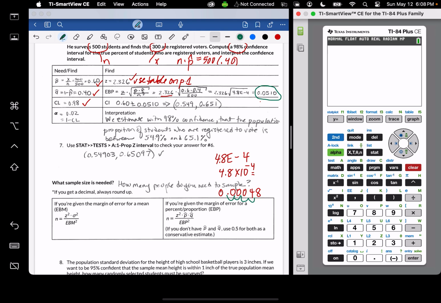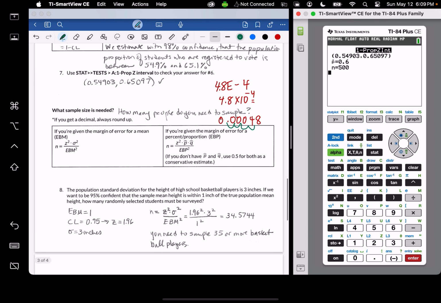Okay, so we can also get this result using stat tests. This time we're going to go to 1 prop z interval, which is all the way down on letter A. 1 proportion z interval. X was 300, N was 500, and our confidence level was 0.98. And if we calculate it, there are the values that we got before. So that confirms that we did the process correctly.